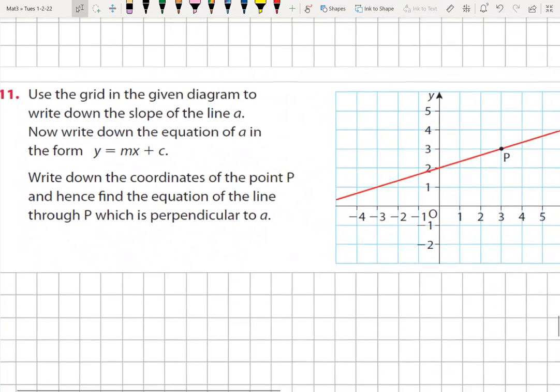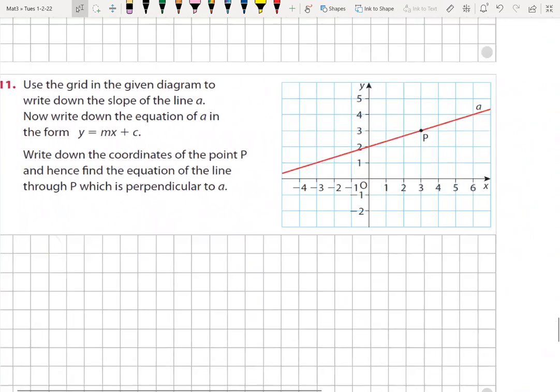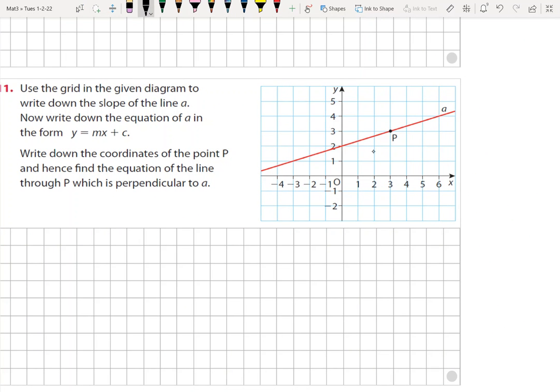Okay, using the grid in the given diagram to write down the slope of line A. So we're going to find a lattice point. That looks like 1. Okay, giving me a run of 3 and a rise of 1. Slope is 1/3. The intercept is 2. Y is equal to 1/3 of x plus 2. Write down the equation of A. Done.